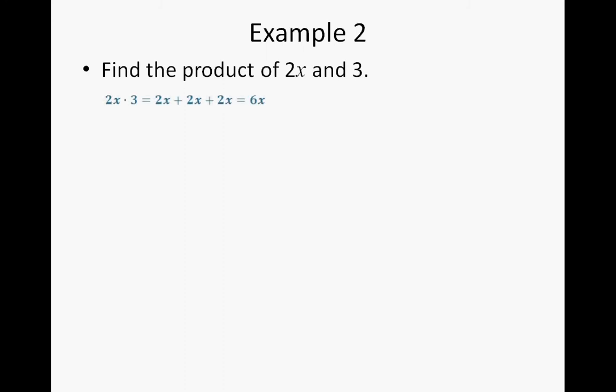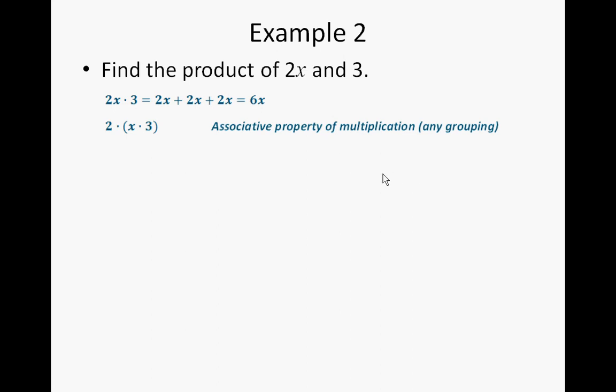All right, let's take a look at example 2. Find the product of 2x and 3. Well, when we do this, 2x 3 times means that we have 2x plus 2x plus 2x. If that's the case, then that would equal 6x.